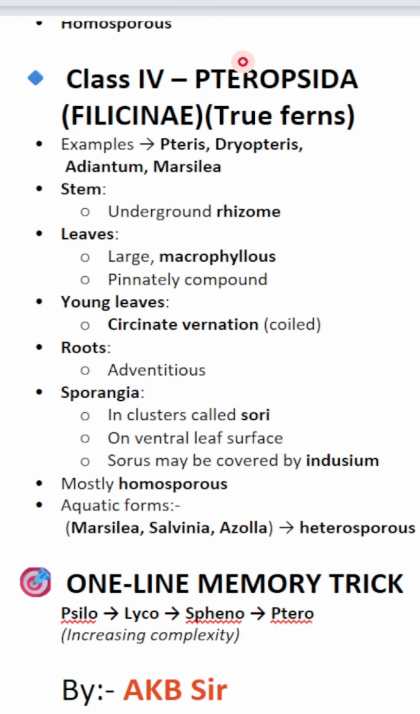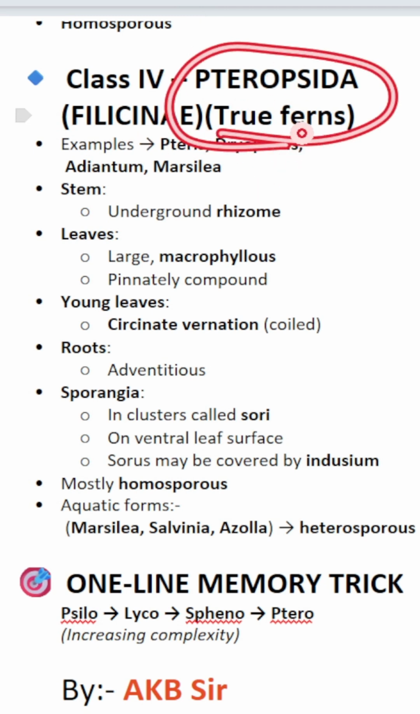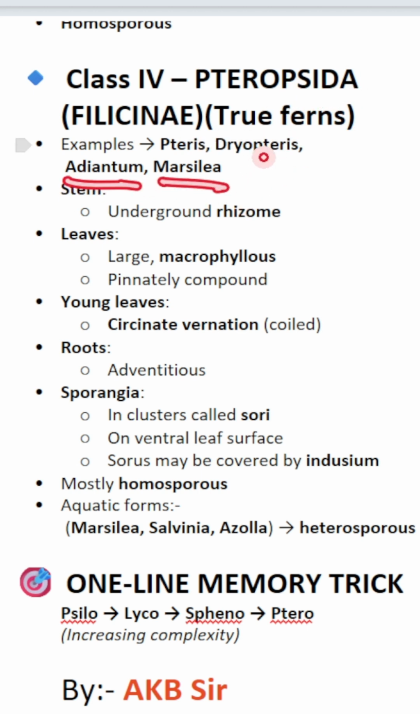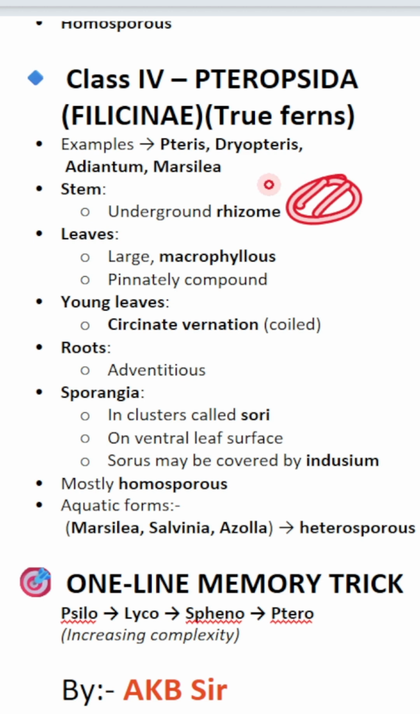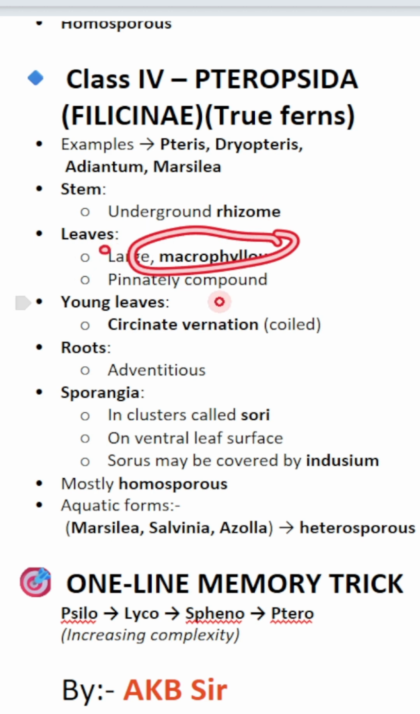And the last class is Pteropsida, which is called the true ferns. These are called the true and advanced forms. The best examples are Marsilea, Adiantum, Pteris. The stem is underground and a rhizome. We have already discussed in the general characters, if the stem is present below the ground, we call it a rhizome. And here the leaves are megaphyllous, meaning the leaves are very large and the stems are very small.